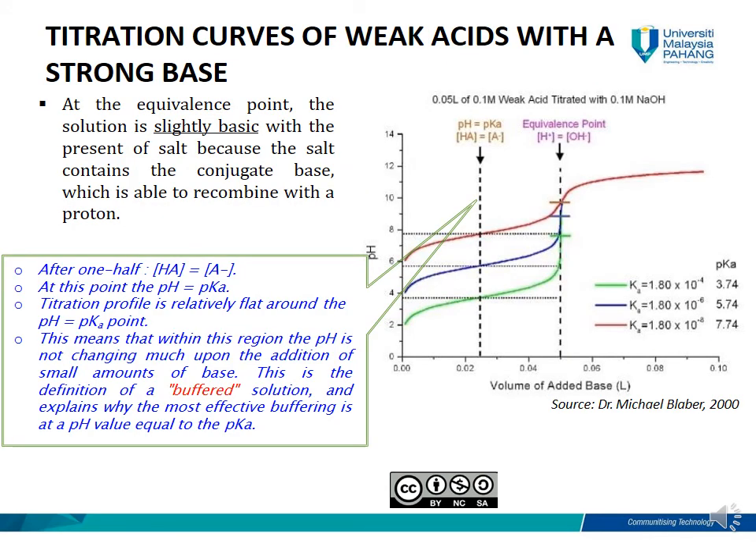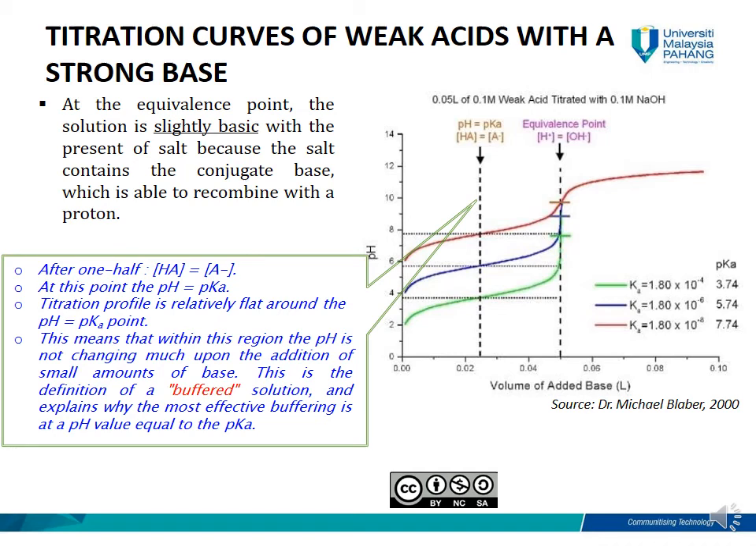Now for the titration curve of a weak acid with a strong base, you can see that the equivalence point will be slightly basic, just like what I mentioned in the previous slide. This is due to the salt containing the conjugate base, which is able to recombine with a proton. That's why, just like I said just now, the base is dominant in the mixture due to the conjugate base.